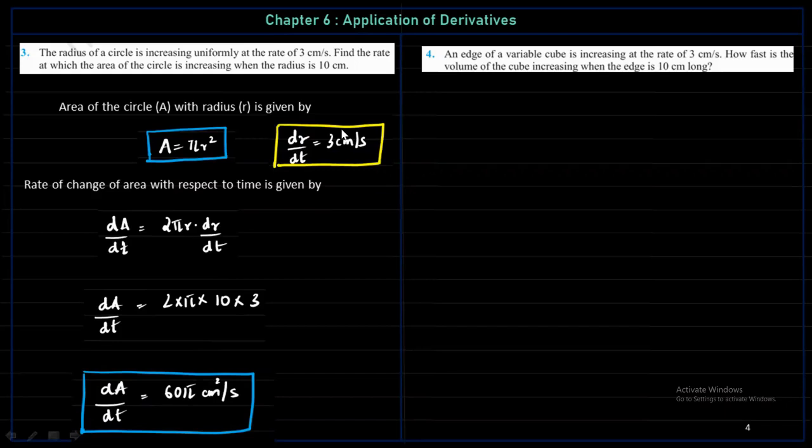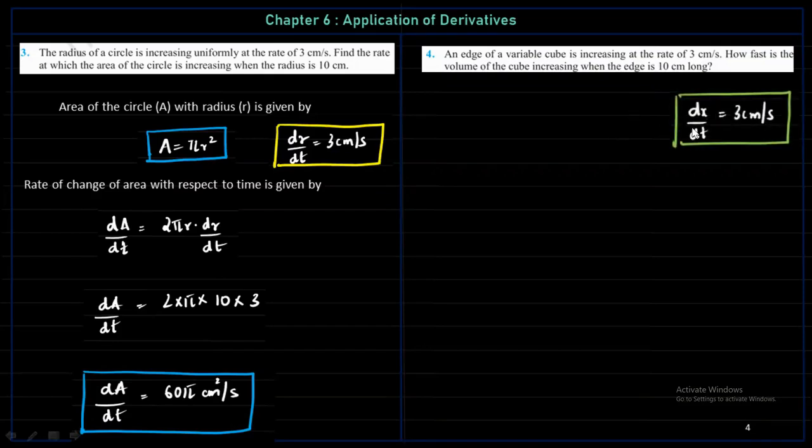And here, an edge of a variable cube is increasing at the rate of 3 centimeter per second. The edge of the cube is increasing. So if you take up x as the edge, it is going to be dx over dt, right? How fast is the volume of the cube increasing when the edge is 10 centimeters long? So what do we have to find out? We have to find out dv over dt when the edge is 10 centimeters, right?